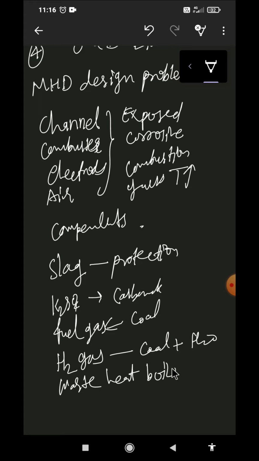Because after seeding and passage as working fluid through the MHD generator, the steam would be used to drive the turbine generator only. So the boiler will not be required.